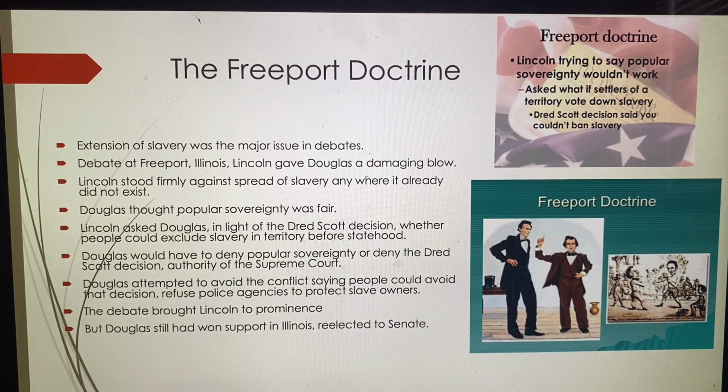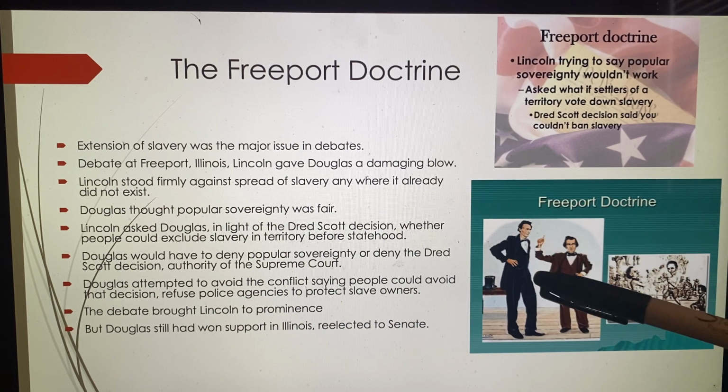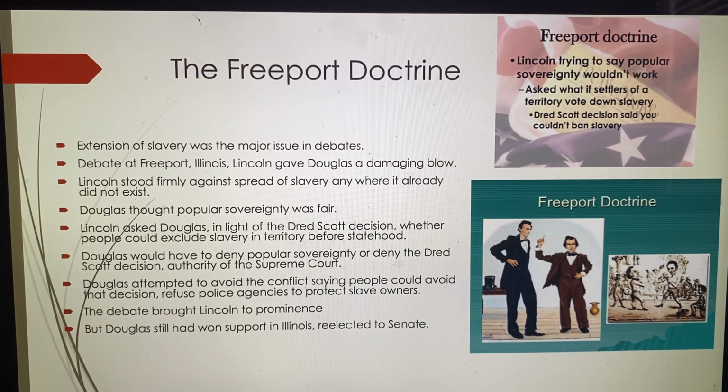The Freeport Doctrine. Okay, Lincoln was trying to say popular sovereignty is not going to work in the states. You can't just say the people can decide, because we're going to have big wars like Kansas, right? And so basically this Freeport Doctrine was where the extension of slavery would be a major issue in these debates. Isn't this kind of like this picture of Douglas and Lincoln, the short guy and the tall guy there? They're fighting away in Freeport.